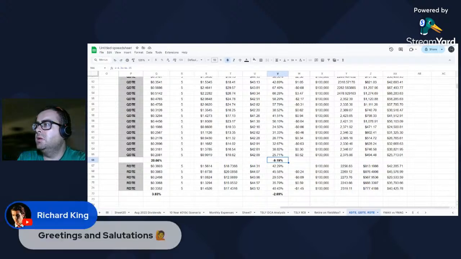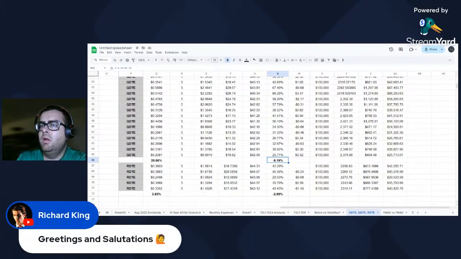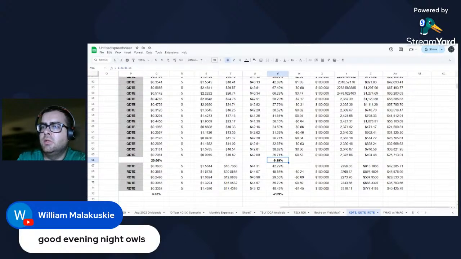Let's check comments here. We got 2 so far. Richard King, welcome back. Nice picture of Batman there. I think that's the Batman, one of the Batman actors. Good evening, night owls. Yeah, welcome.